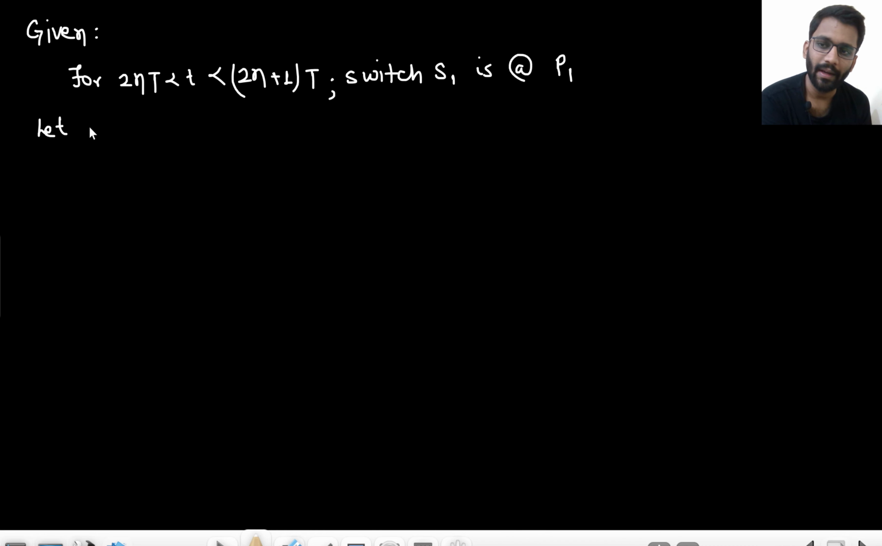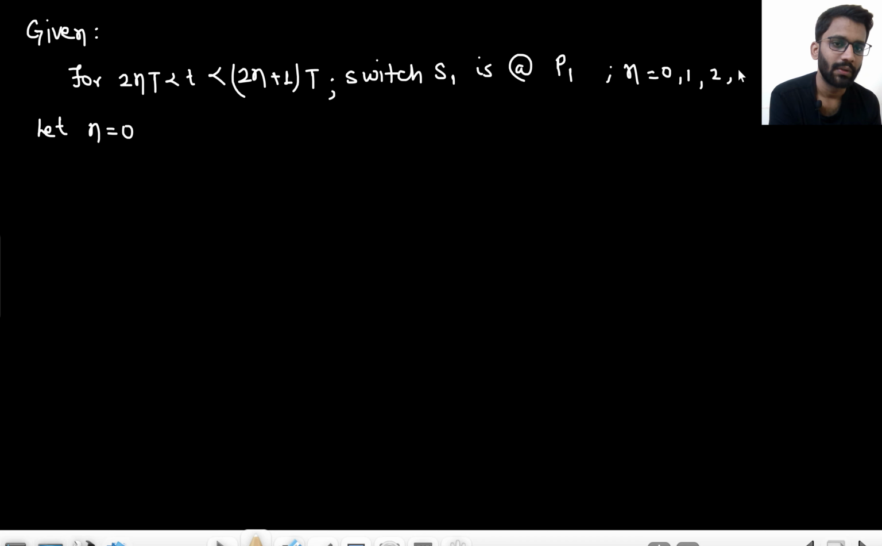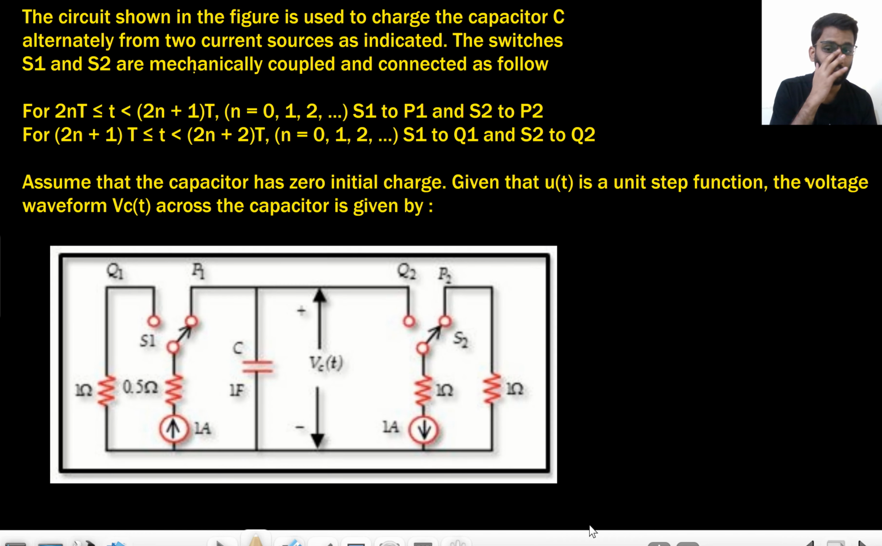Let n equal 0. N can be anything, and can take values 0, 1, 2, 3 and so on. So let's assume n equals 0. For the time period 0 to t, how will the circuit look?